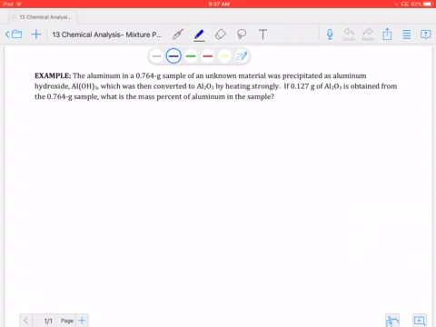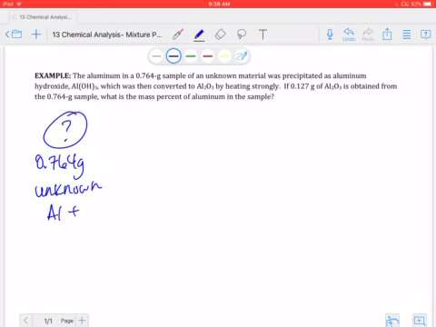For this one, we start with a sample that's an unknown material that has aluminum in it. So I'm just going to make a circle with a question mark in here, and the mass of this is 0.764 grams. This is unknown, right? We don't know exactly what this is, but it is aluminum plus some other stuff.